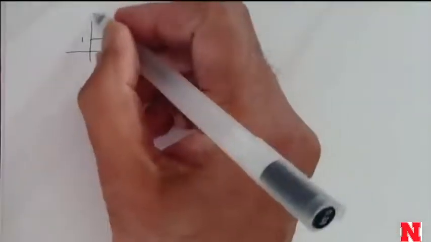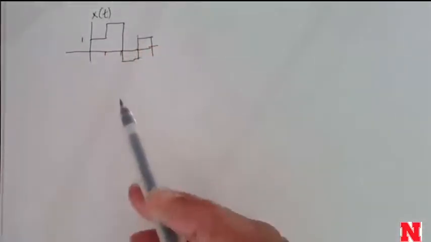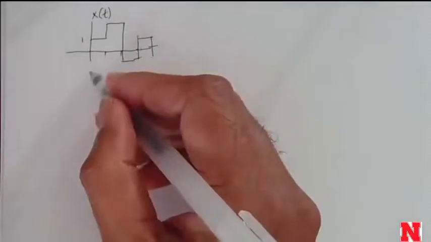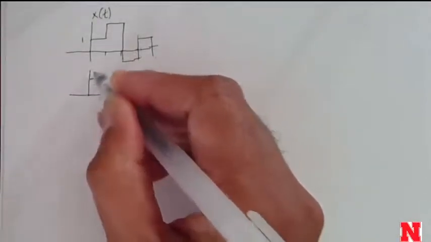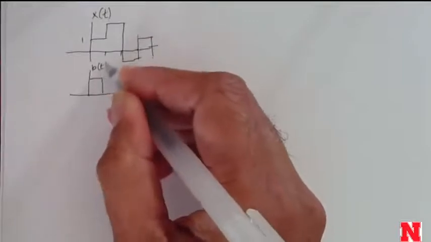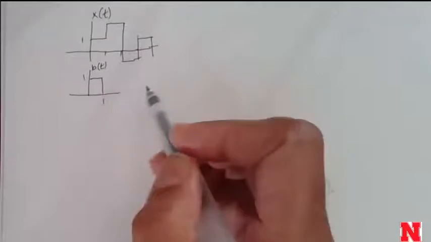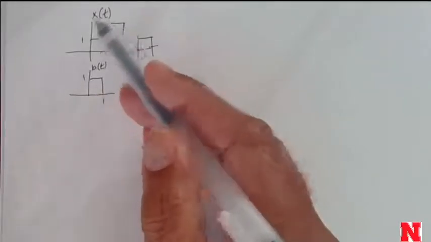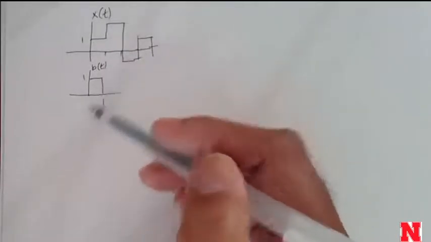So here's the kind of signals that I'm looking at, and this is the world in which I live, in which all signals are of this form. So if that's the case, I can come up with a signal, let's call it b of t, and b of t is 1 from 0 to 1, and it's 0 everywhere else. And what I can do is take any x of t, which is of this form, and write it in terms of b of t.